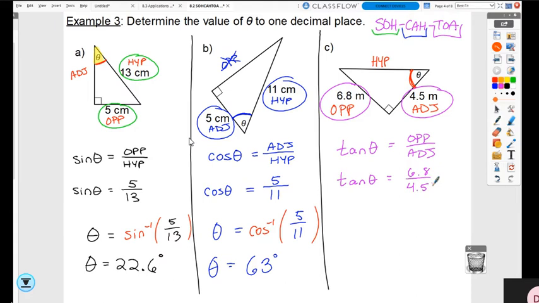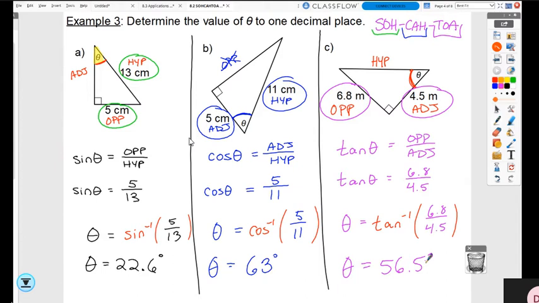And here we go. Theta equals, and this is where we bring the tan over, and it becomes the tan inverse of 6.8 over 4.5. Notice how it is an improper fraction. That's totally fine. I got 56.50. Okay, theta equals 56.5 degrees.